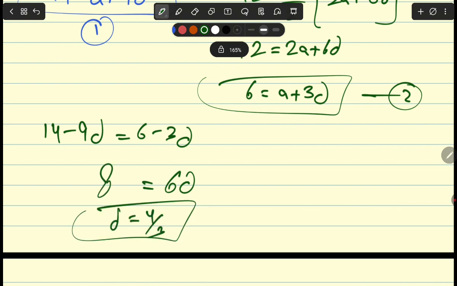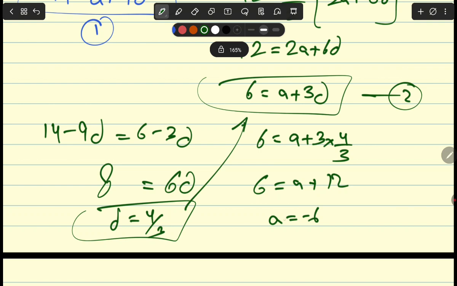If d is equal to 4 upon 3, I can substitute this back in the second equation. So this becomes a plus 3 times 4 upon 3. So 6 is equal to a plus 12. So a is equal to negative 6. And that's our answer. A is equal to negative 6. Or is it?